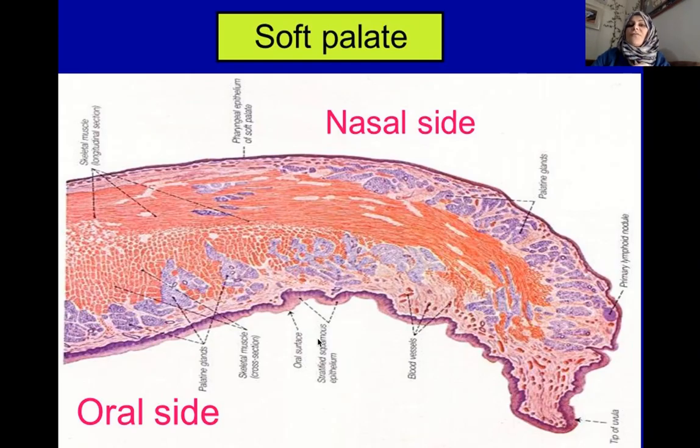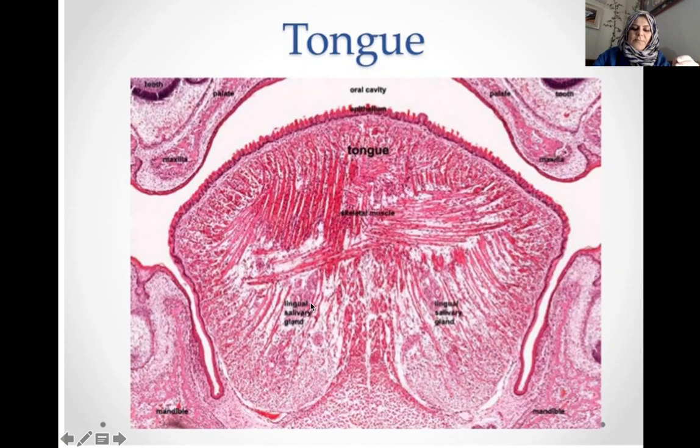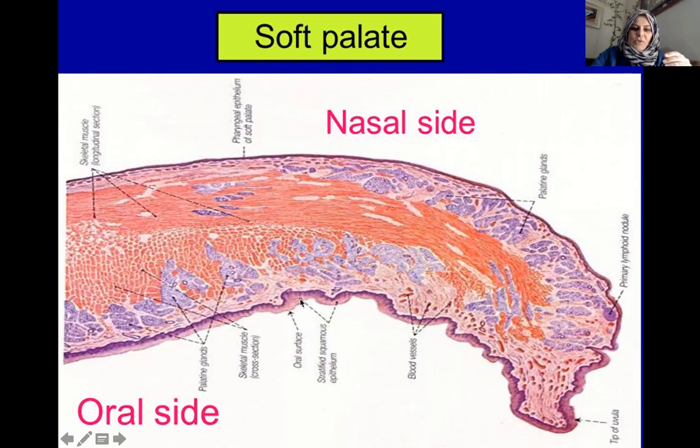If we come to the soft palate, we all know that the soft palate consists of a core of muscle, and of course the end of the soft palate is where the uvula is present. This core of muscle also, if we come to its oral part, of course this is the oral side, and how did I identify it? With its lining epithelium, stratified squamous non-keratinized epithelium. Whereas the nasal side will be respiratory epithelium.